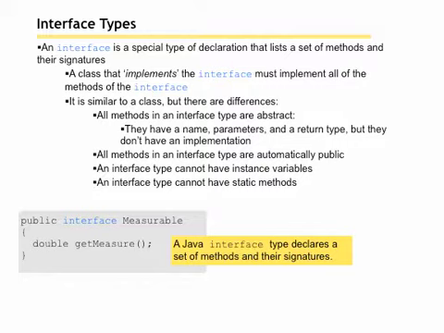So it is similar to a class, but there are three key differences. All methods in the interface must be public and abstract. They have a name, parameters, and a return type, but they do not have an implementation. That means they do not have a method body. All methods in the interface are automatically public. An interface type cannot have instance variables. An interface type cannot have static methods. So just these public abstract methods.